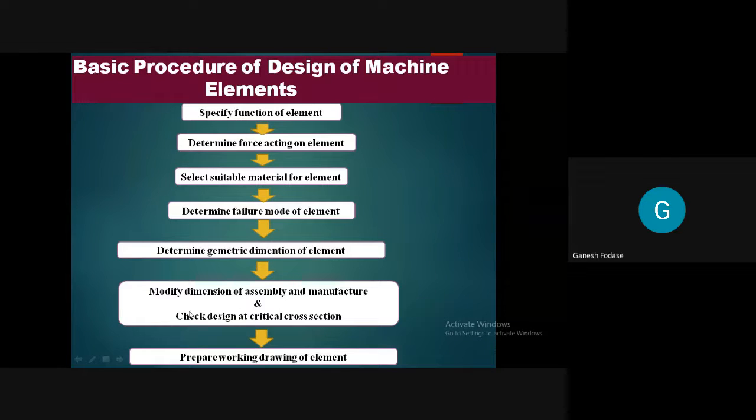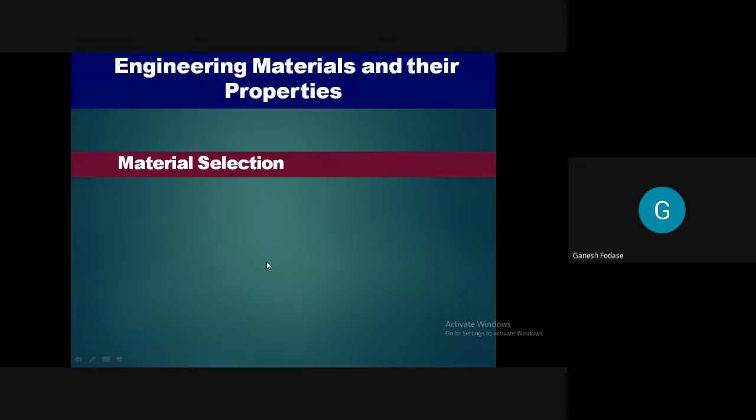Then we are going to modify the dimensions for assembly and manufacture, and check the design at critical cross sections. Means we are going to modify it again based on assembly and manufacturing considerations. Then after that, we are going to check the design at critical cross sections, the cross sections which have more chance of failure. At that time, we are going to check the design again and prepare the working drawing of the element. This is the final drawing at the end of the design process.